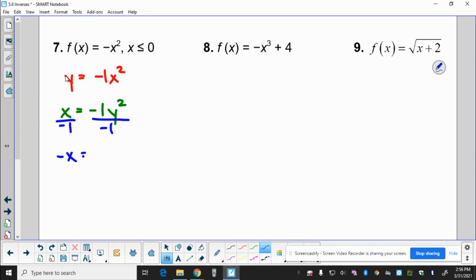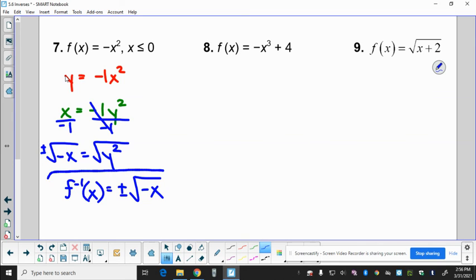We have negative x equals y squared, square root, which is a plus and minus. So the inverse of this function is plus and minus square root of negative x. Now don't worry about that negative number underneath that radical, because if x were negative, which it says up here, then it will work because 2 negatives make a positive. So we have real solutions. Let's go to number 8.